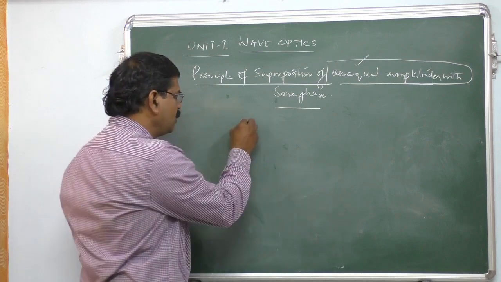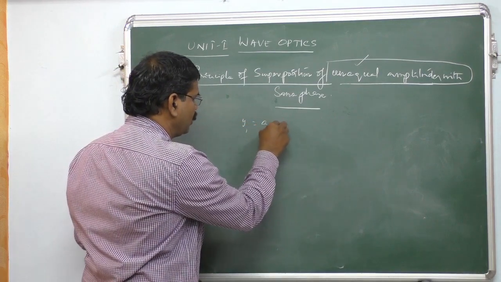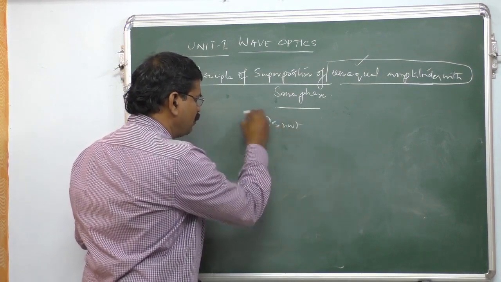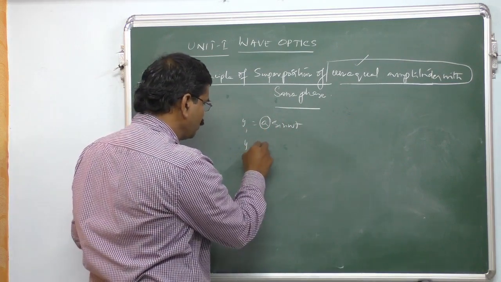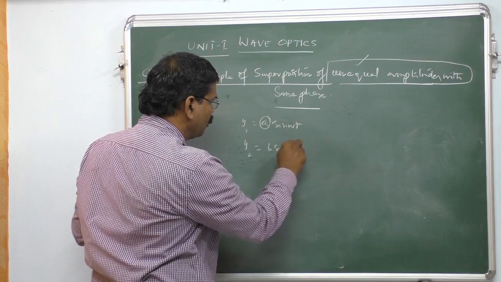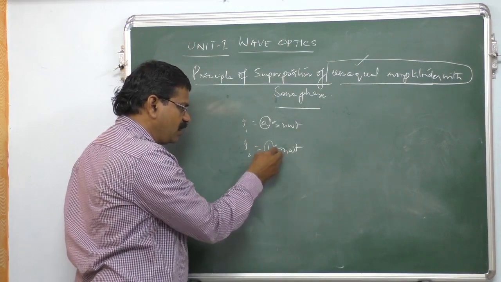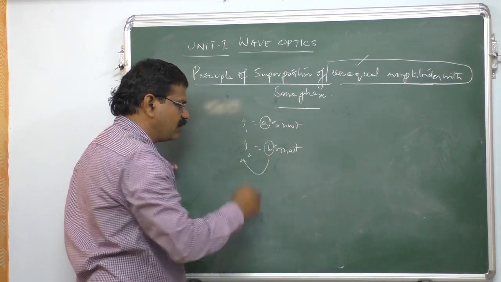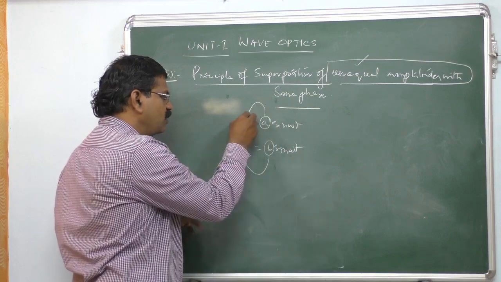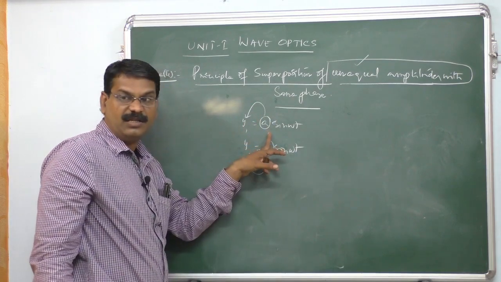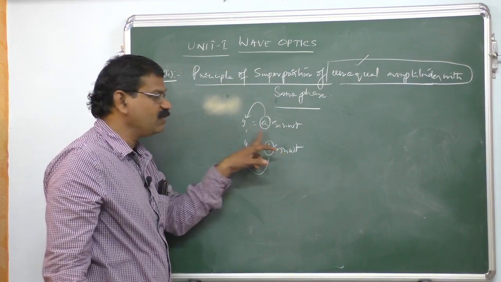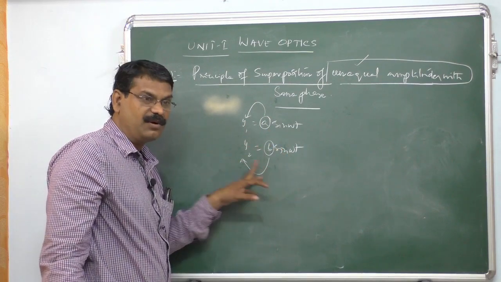In the first equation, y1 is equal to a sin omega t. My a is called the amplitude related to the first displacement. And if you take y2 is equal to b sin omega t, in the second one, b is considered the amplitude of the second wave, and a is considered the amplitude of the first wave. Is it clear? Students, a is called the amplitude of the first wave, and b is the amplitude of the second wave.